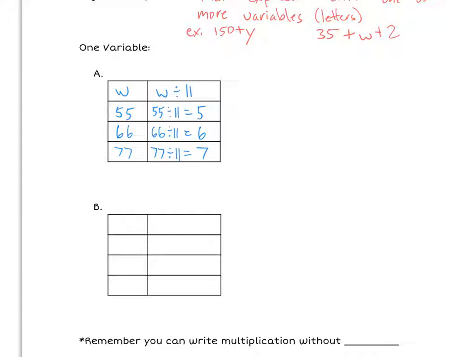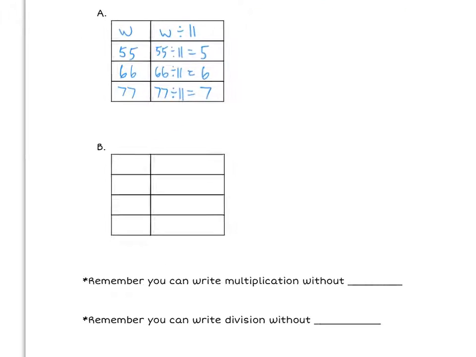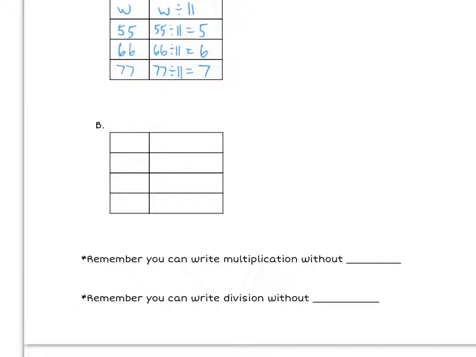Okay? Let's do letter B here, which is going to be a little bit more difficult of a problem. Do you have an answer key right there? I do. We're going to use N as our variable this time. So N is going to be our number. And here's our expression: 4 times N plus 6 squared.